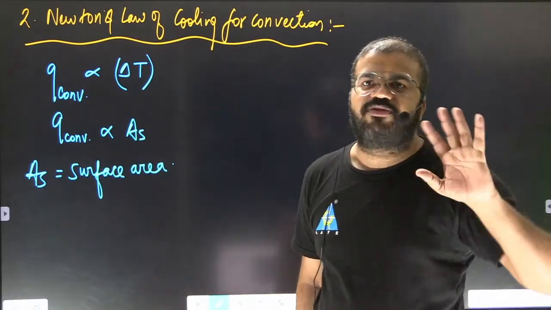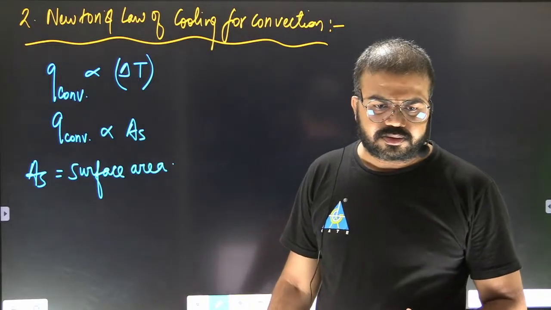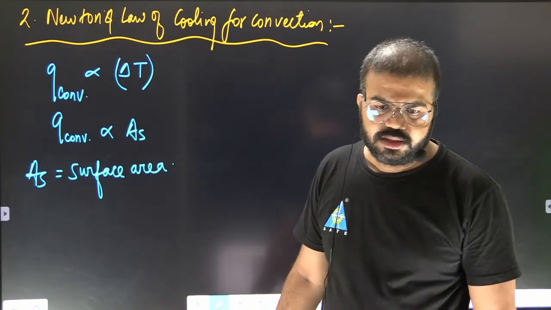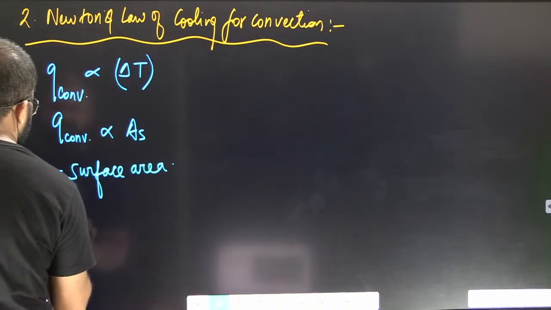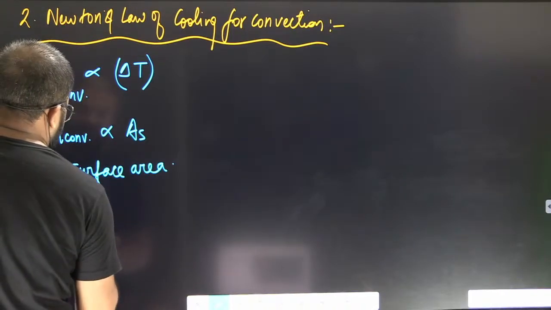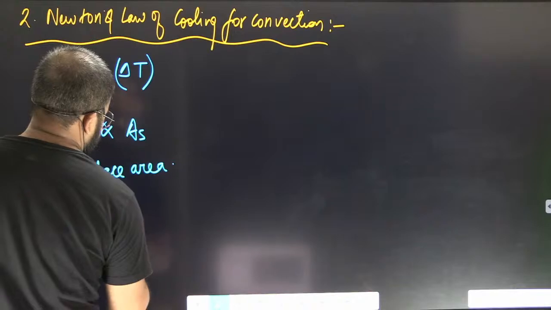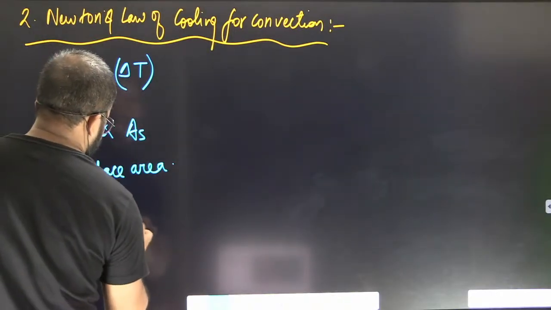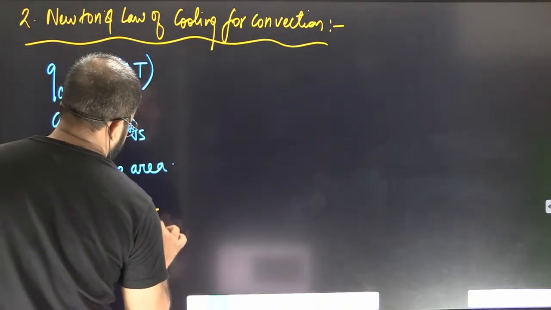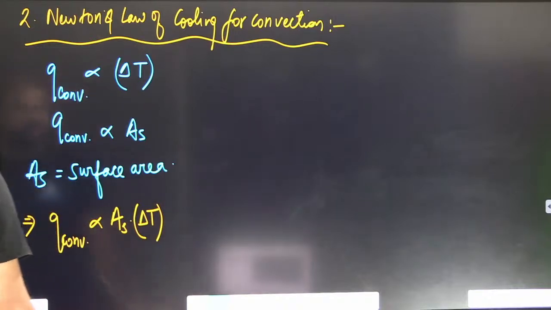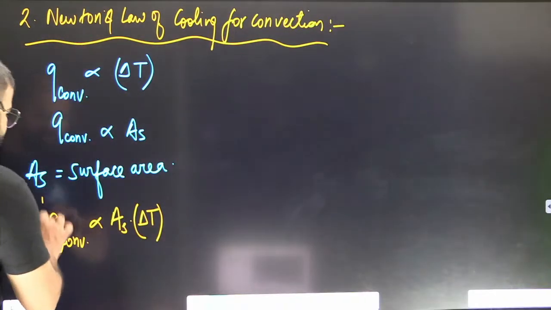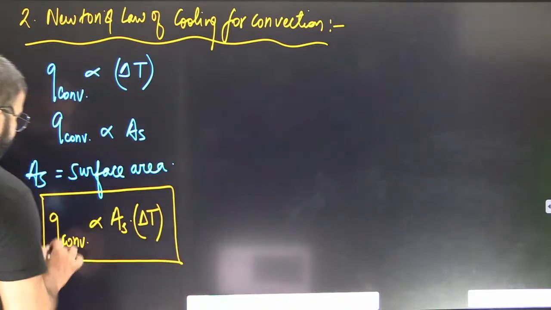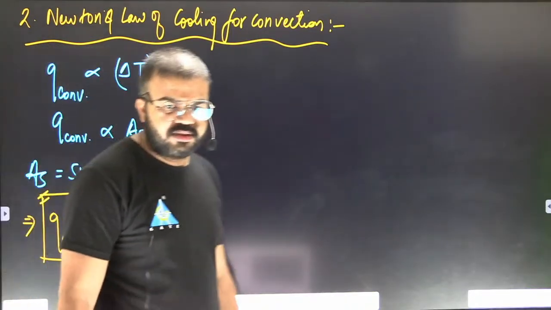Understood this concept? Everyone, please tell me. Yes or no? Got it? That means, in a combined way, I can say that this Q convection is proportional to AS times delta T, temperature difference. Yes or no? Okay. Newton also visualized this. Newton also observed this.